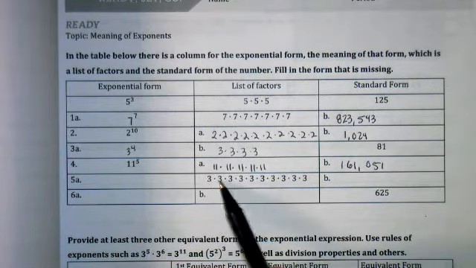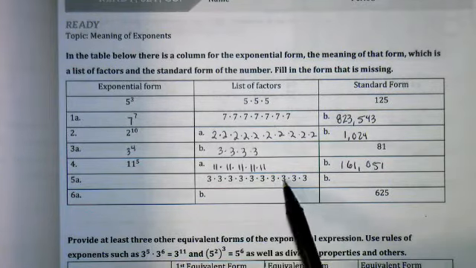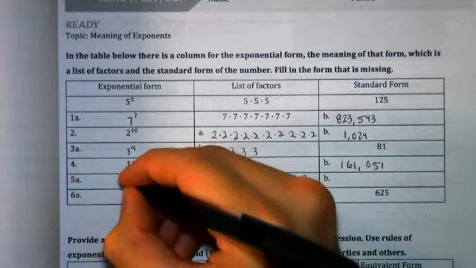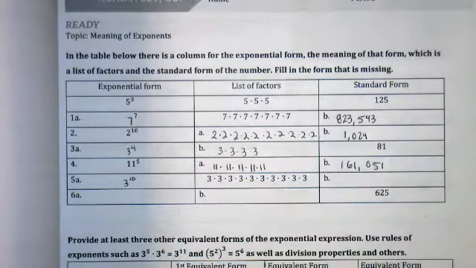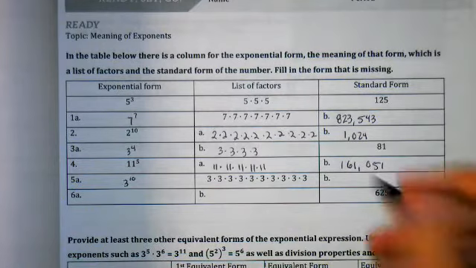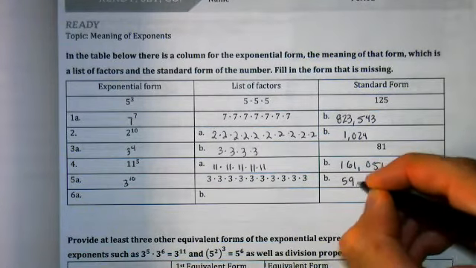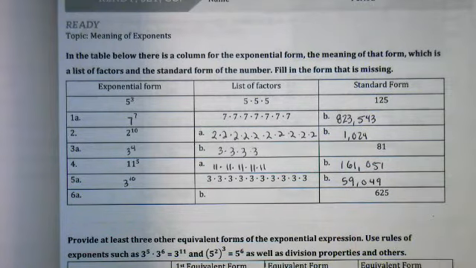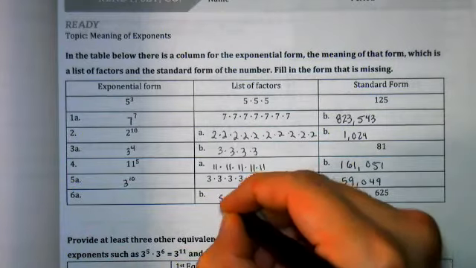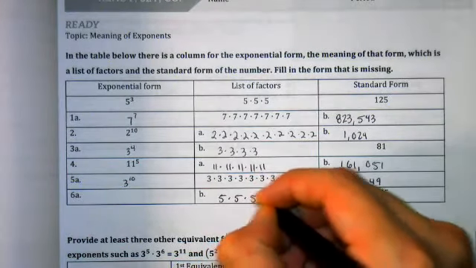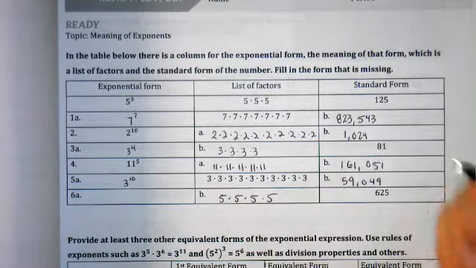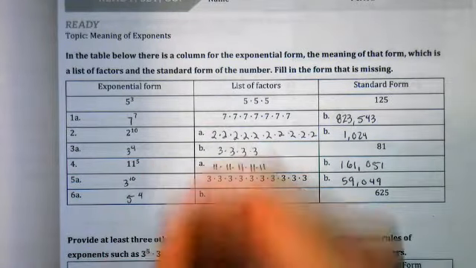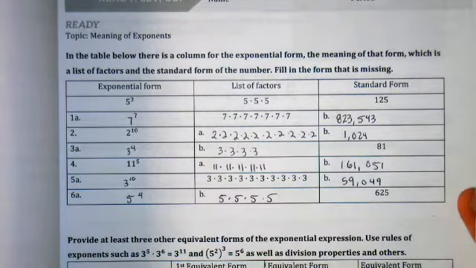Here we have 1, 2, 3, 4, 5, 6, 7, 8, 9, 10 threes. So this is 3 to the 10th power. We put that in the calculator, we get 59,049. This is 625, which is 5 times 5 times 5 times 5, which is 5 to the 4th power. Okay.